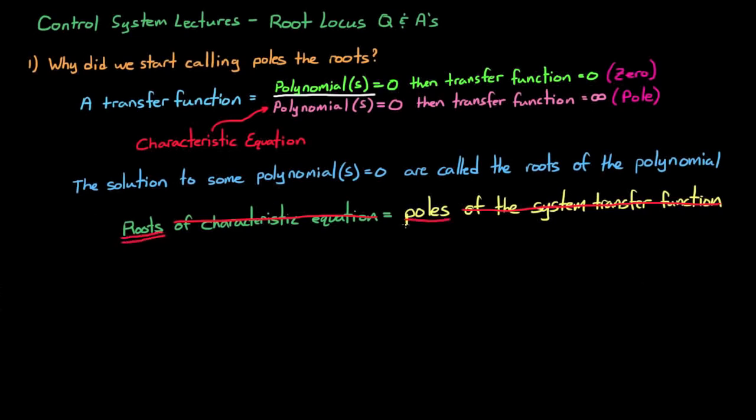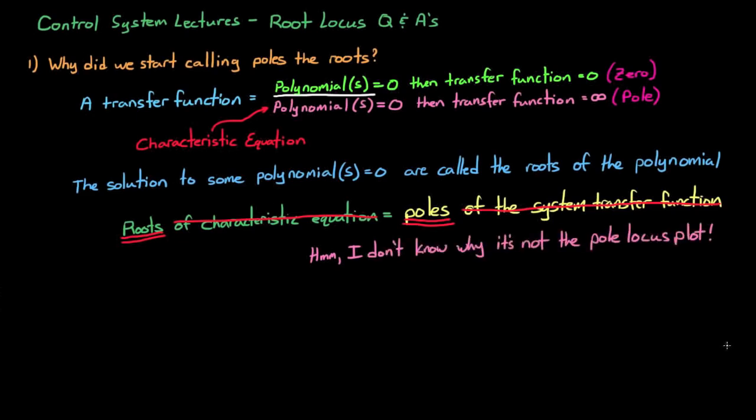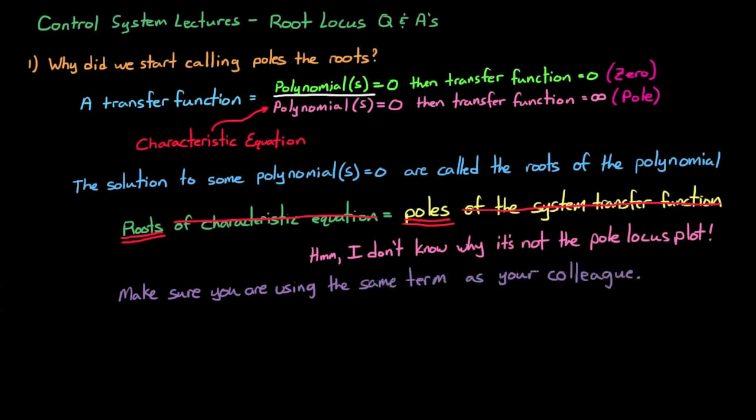It's confusing because we don't usually call zeros the roots of the numerator, and I actually don't know why we don't refer to the root locus as the pole locus. But unfortunately, swapping roots and poles is just something we do now, and if you're confused by the term that someone else is using, it's best to ask for clarification rather than making an assumption of what they mean by it.